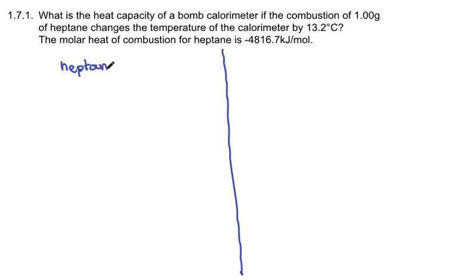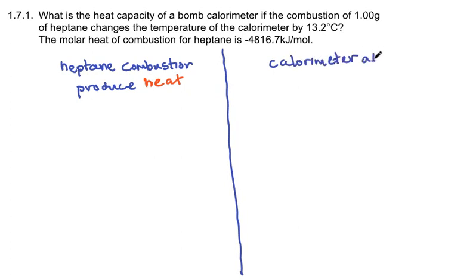so one thing that's happening is a heptane combustion, and that's going to produce heat. And the other thing that happens is a calorimeter warms up. The calorimeter absorbs that exact same amount of heat, and its temperature rises.